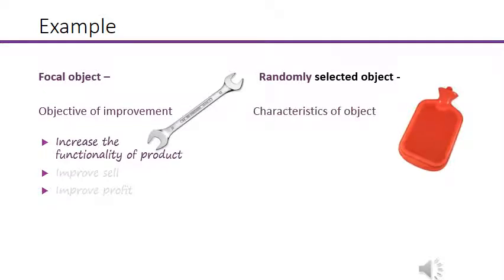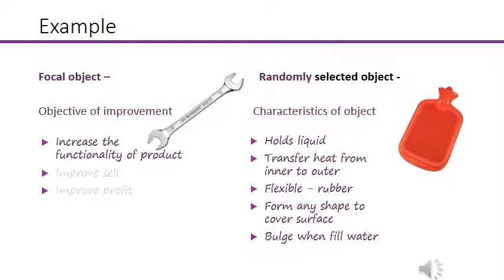The random object selected here is a hot water bag. The hot bag is made of rubber, which can hold the hot water inside. This bag is used for providing heat to the patient. The typical characteristic is that it is flexible enough that the bag can form any shape, which can improve the surface contact of the bag for better heat transfer. The bag also has a typical tendency to bulge when water is poured. This is due to internal pressure. It acts like a balloon. So we have listed down the characteristics of the randomly selected object.